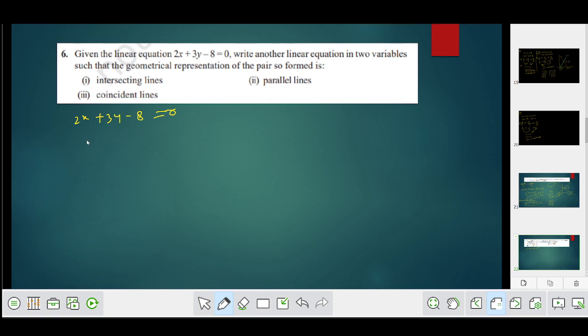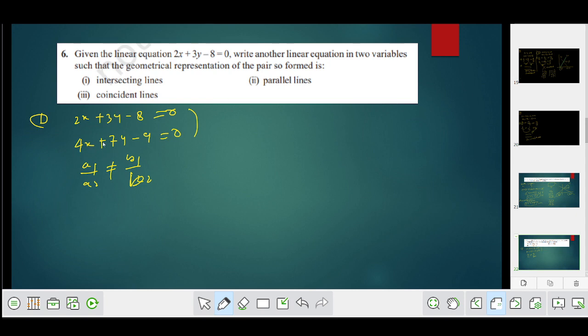What will be? It should not equal, so we can take any number. We can here 4 and here 7. 4x 7, they never will meet each other. Here 9 equal to 0. Clear? Because a1 upon a2 not equal to b1 upon b2, to follow the condition.